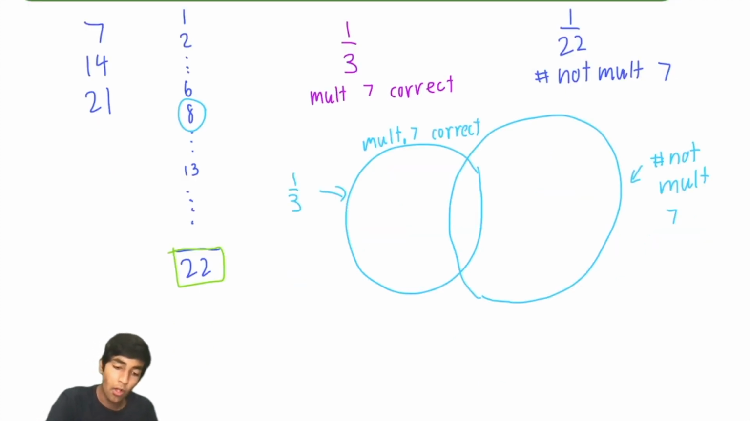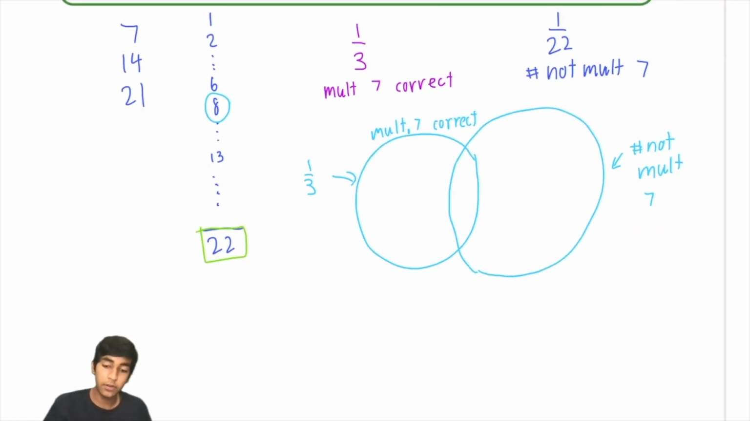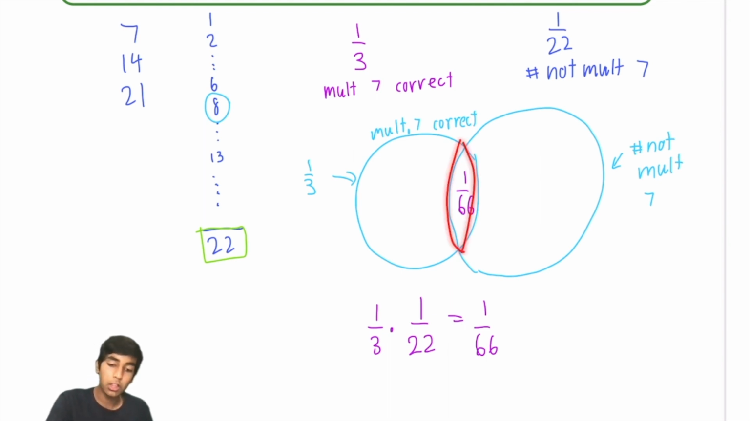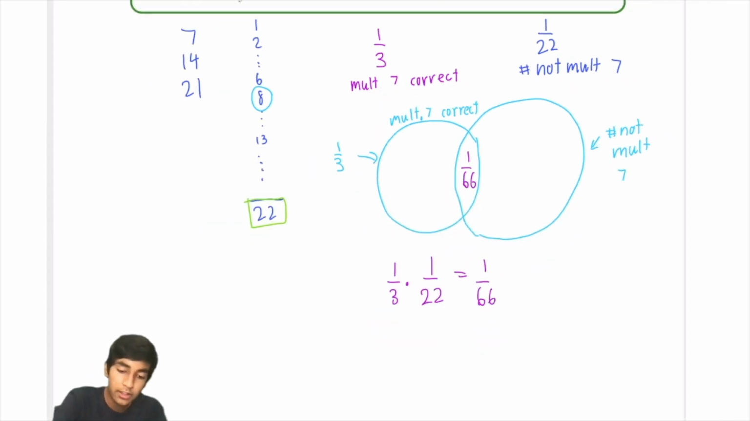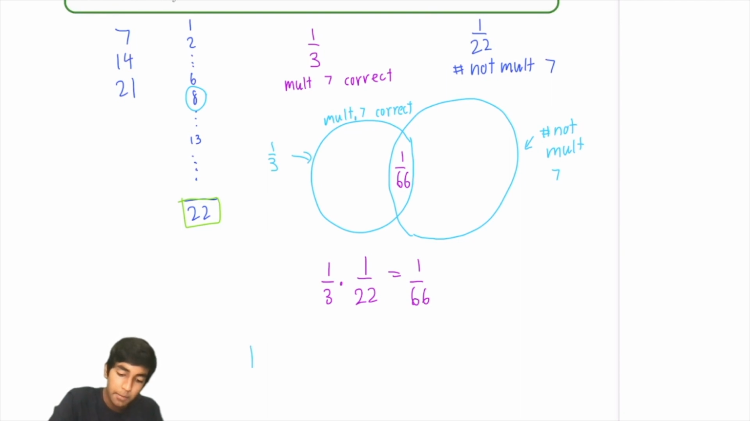That's just, well, a 1/3 chance of multiple of 7 correct, 1/22 chance of not multiple 7 correct. So we multiply them to get the probability that both guesses are correct. So 1/66 is this inside part. And as you can see, it's being counted by both the multiple of 7 correct and not multiple of 7 correct. It's overcounted. So what we do is 1/3 plus 1/22 minus the overcounted part, 1/66.